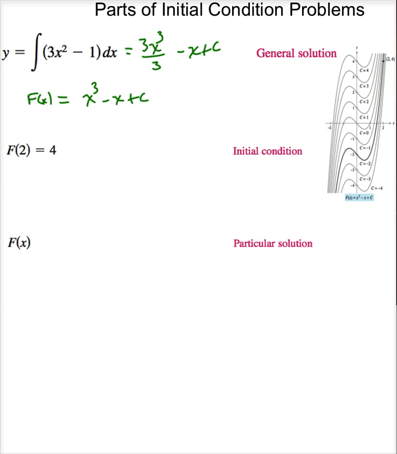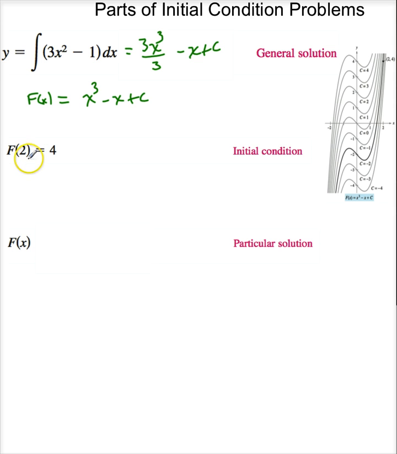An initial condition tells us which one of these curves my function actually passes through. Because depending upon what c is, my function will be shifted upward. So let's use the initial conditions to find out what c should be.